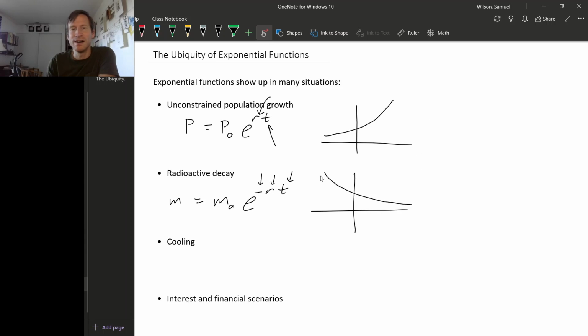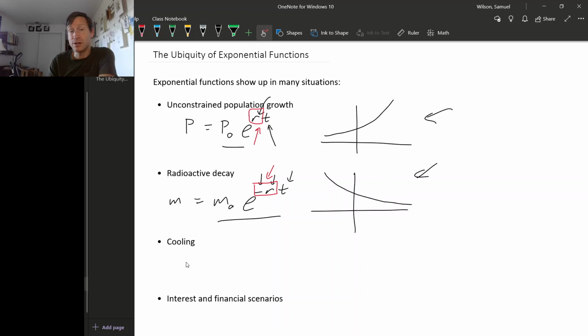Even though these two situations, one is growing and one is shrinking, you can see that both of these functions are just exponential situations. The only difference is whether your growth rate here is positive or negative, right? In a growth situation, it's positive, and in a decay situation, it's negative.